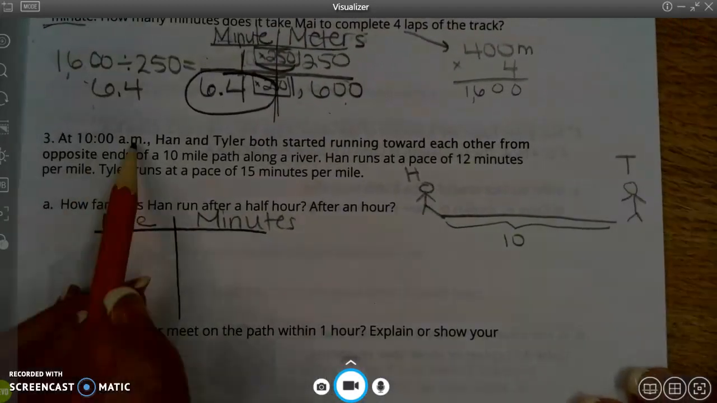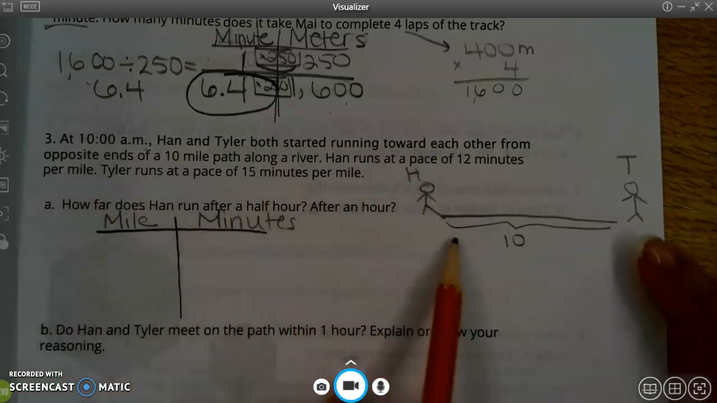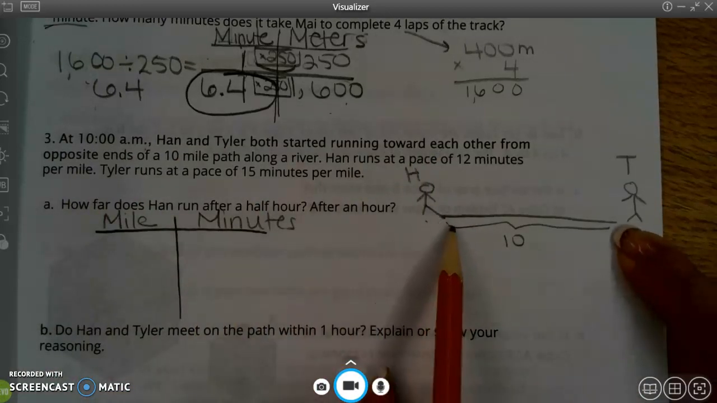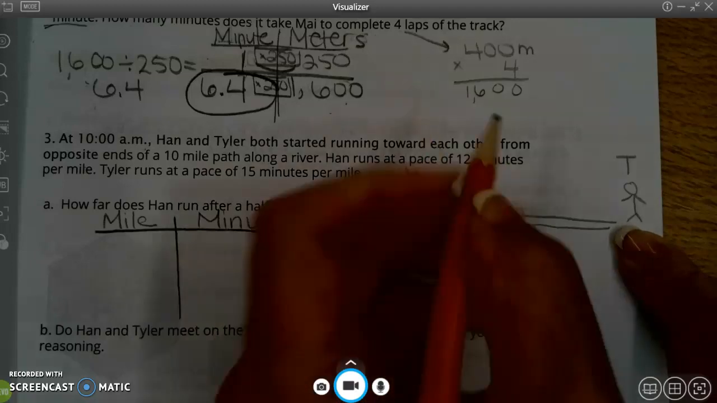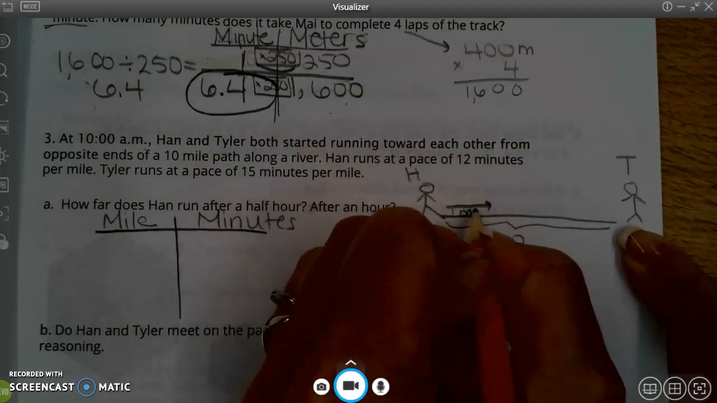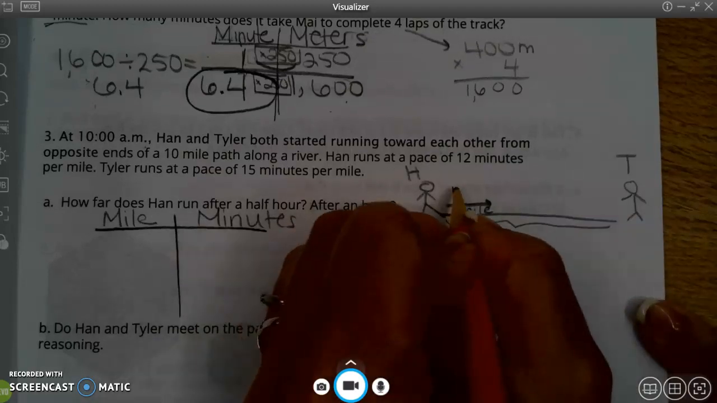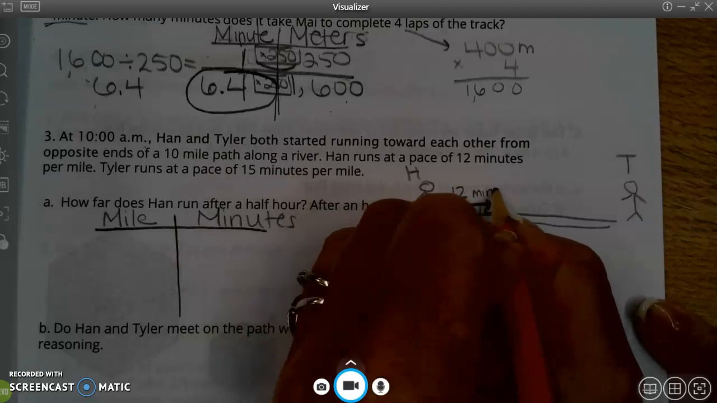At 10 o'clock a.m., Han and Tyler both started running toward each other from opposite ends of a 10-mile path. So that's how far apart they are. Han runs at a pace of 12 minutes per mile. So when Han starts walking this way, and he has gone a distance of 1 mile, it has taken him 12 minutes.